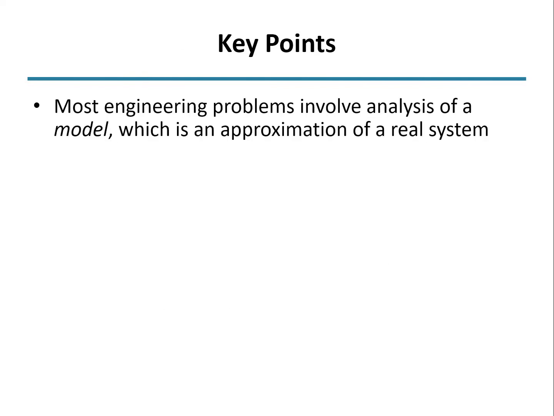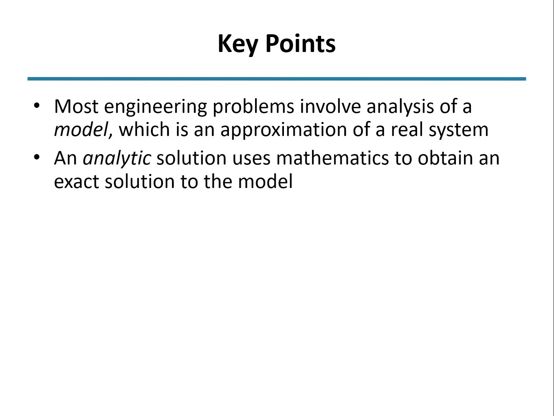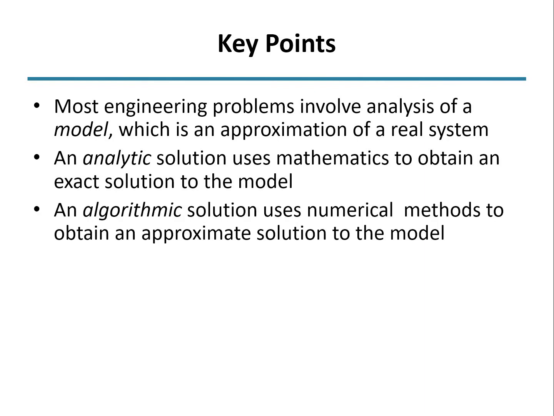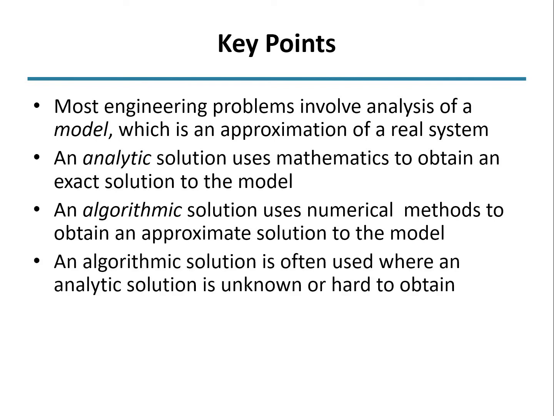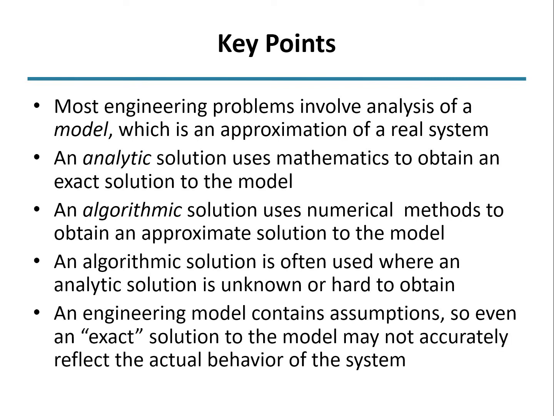So, a couple of key points there. Again, a model is an approximation of a physical system, and that's what most engineering problems involve. An analytic solution gives you an exact solution, not to the physical problem, but to the model. And an algorithmic solution uses numerical methods to find an approximate solution. And again, it's good to use an algorithmic solution where an analytic solution is hard to find or unknown. And always remember that the exact solution is all dependent on what assumptions you've put into it.